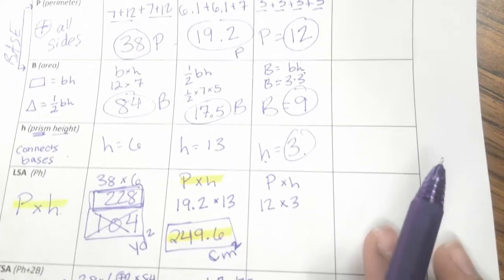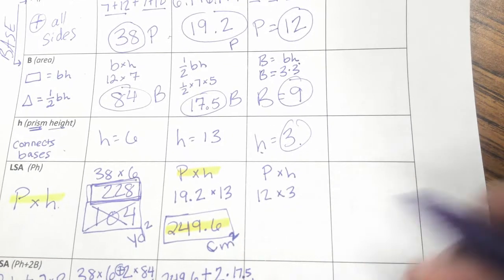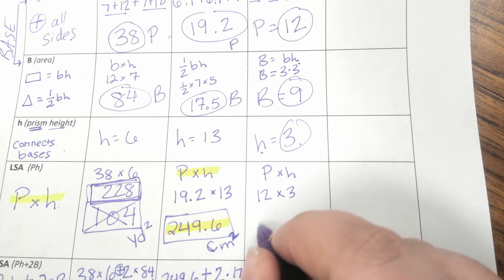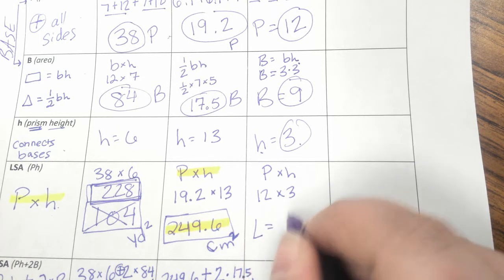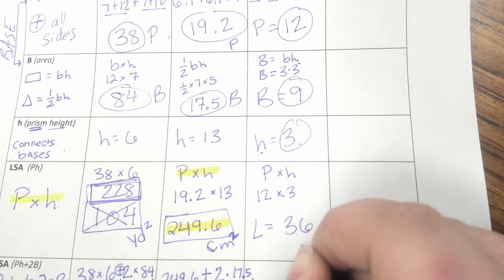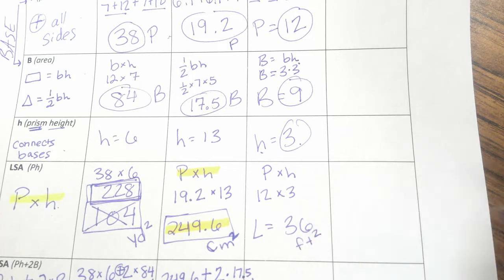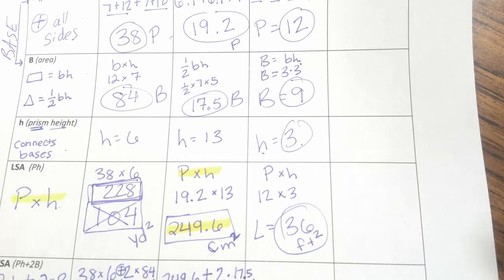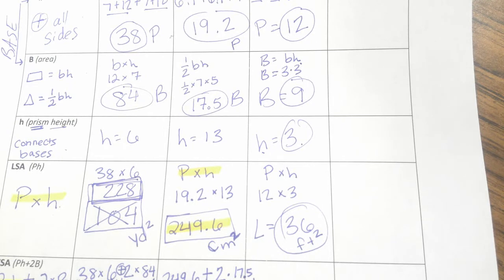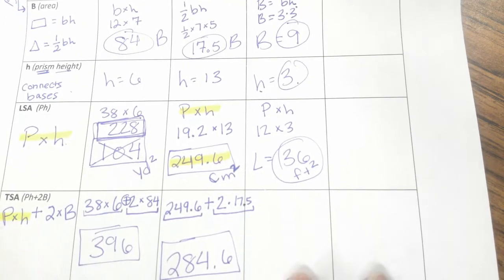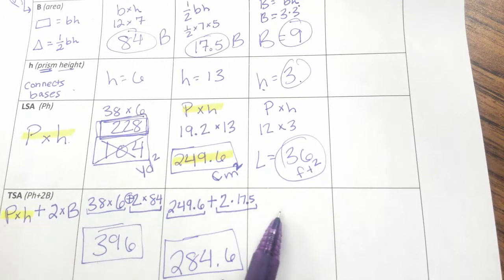Pause the video real quick and try to do that on your own, or use a calculator. And now we get that the lateral surface area is 36. That would be feet squared. Now we're going to find the total surface area.